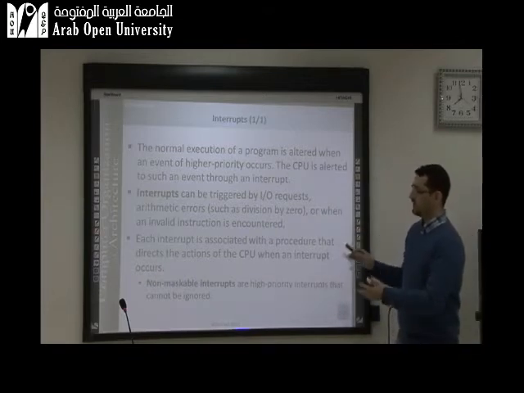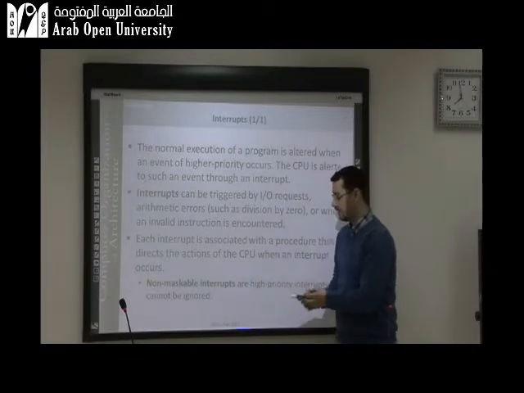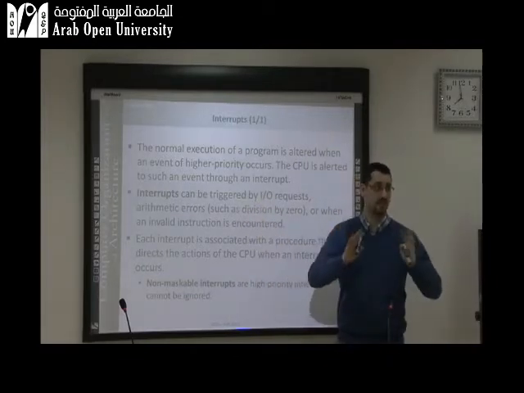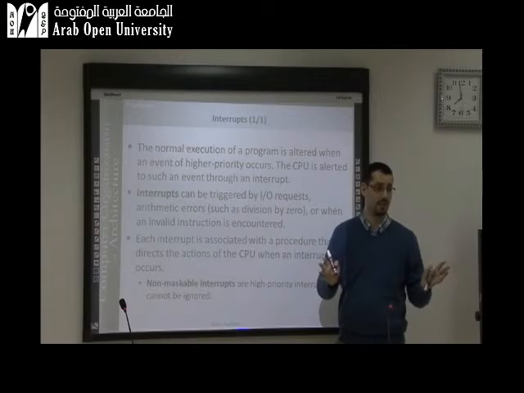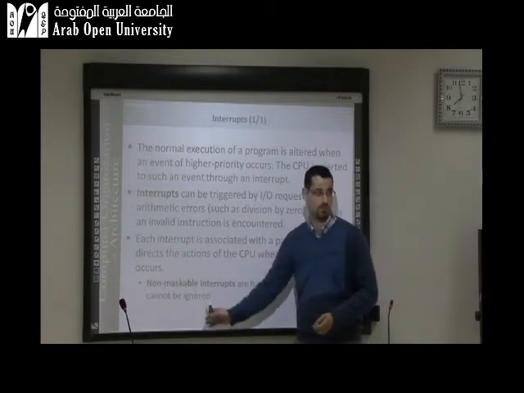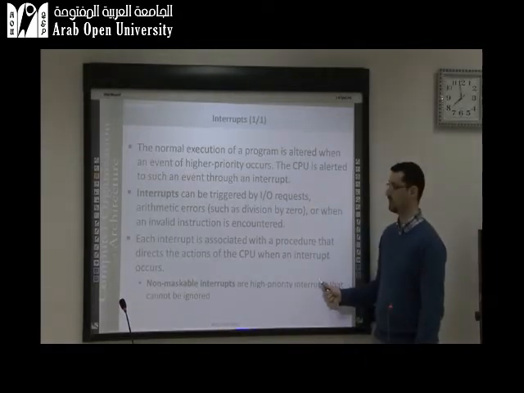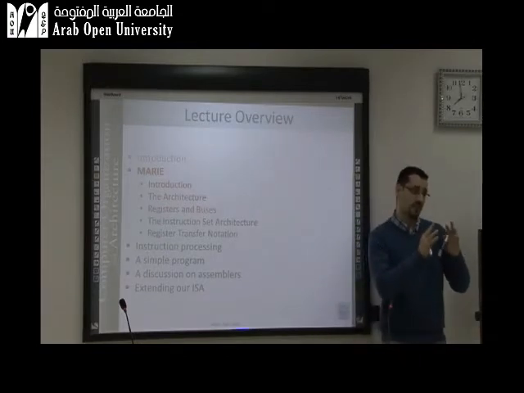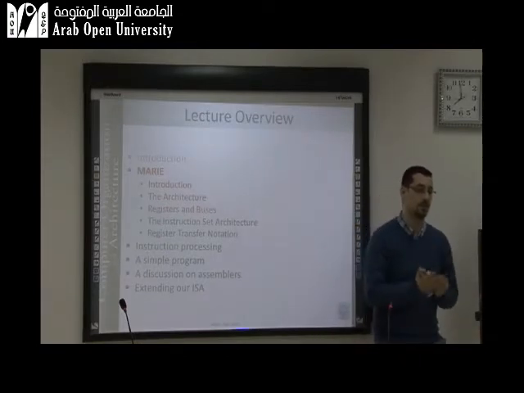So when an interrupt can be masked, we say that this is a maskable interrupt. But if it cannot be masked, it should be treated by the CPU at the time it arrives. It's called a non-maskable interrupt. So that's all. This is a general introduction about the computer and the components of a computer system.